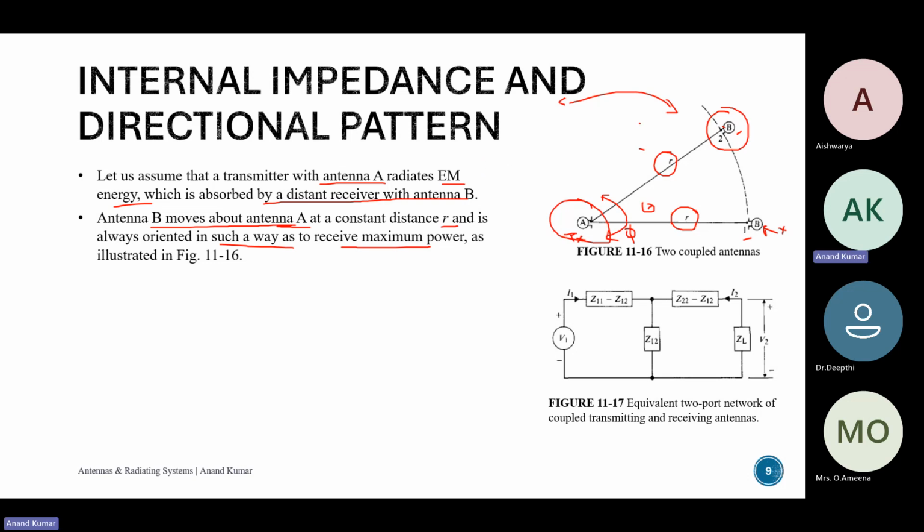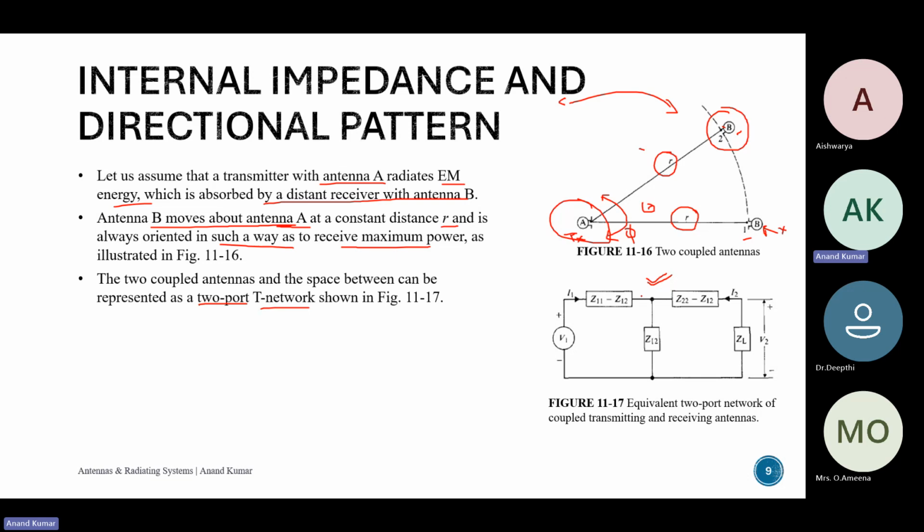So it receives the maximum power. The two coupled antennas and the space between them can be represented as a two-port T network. Okay, so this is the network that we're talking about. We'll see how this comes up.